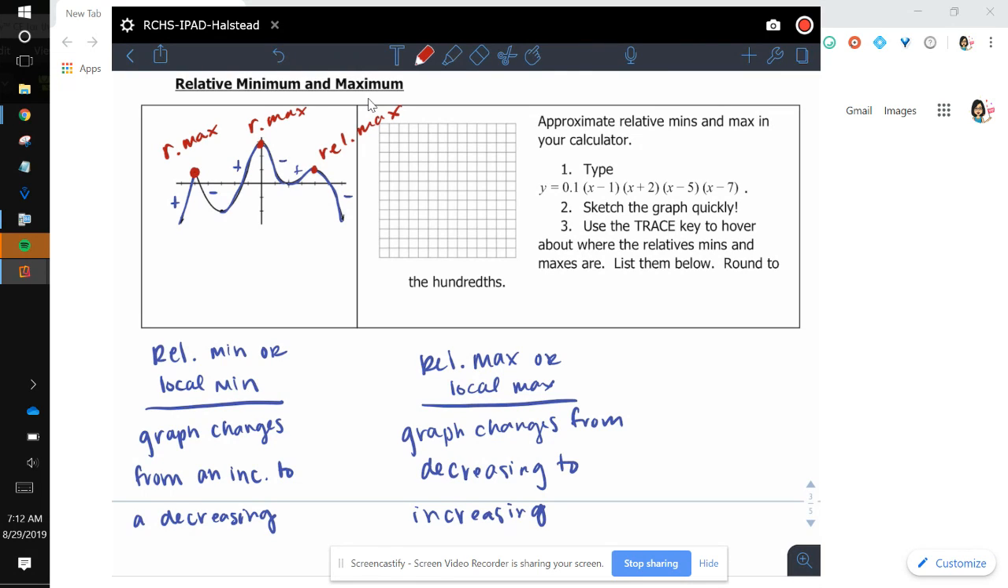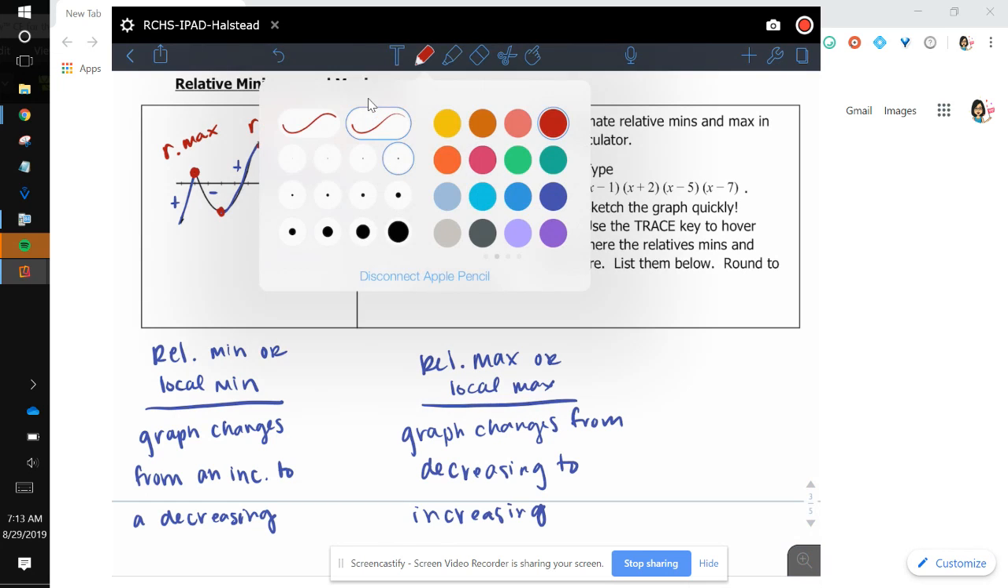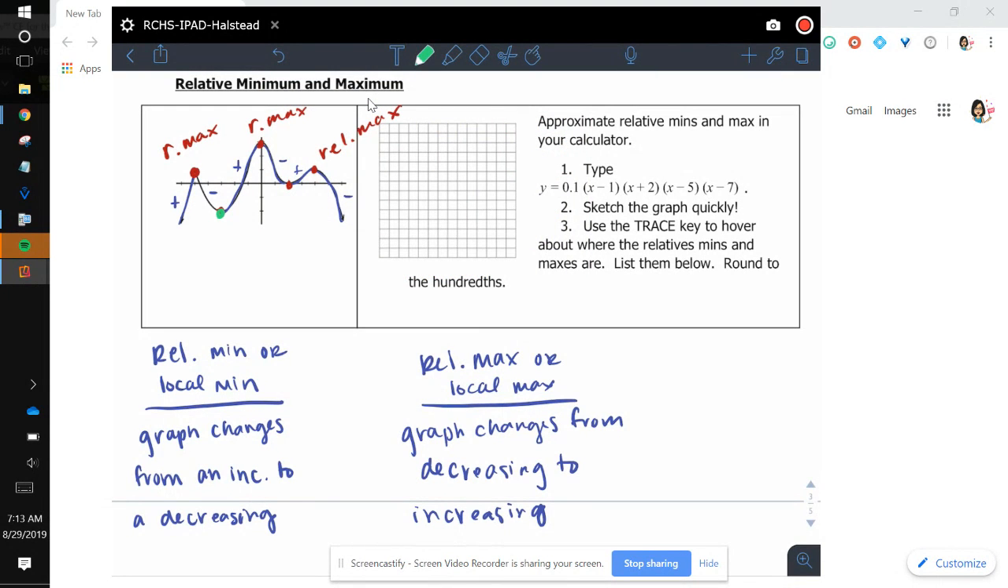And then the point right here, the valleys. Well, let's make this something else. Okay, so the graph changes from a decreasing arm to an increasing arm. So this is a relative min. And then likewise, this one is also a relative min, or a local min.